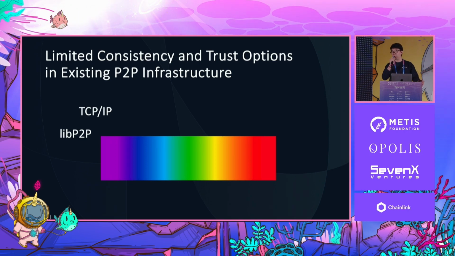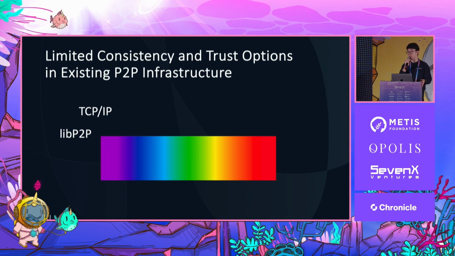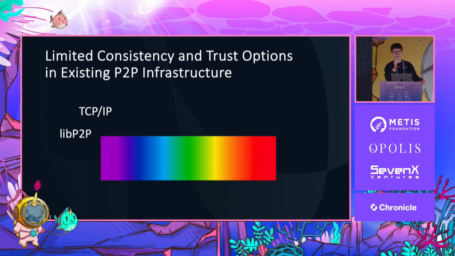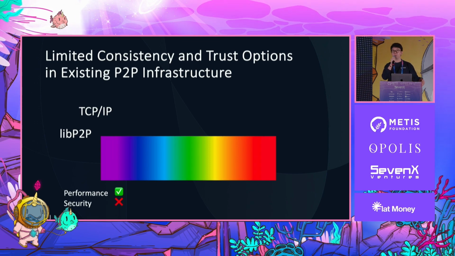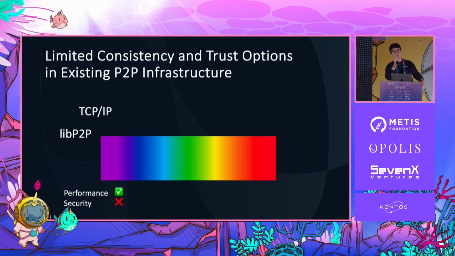On the far left end of the spectrum, you get things like the traditional TCP/IP stack or libp2p, where you can build very fast networking, communication between different peers in a peer-to-peer network. But the problem is that you don't really get a lot of security or consistency from these infrastructures. You get the bare minimum of security if you do end-to-end encryption. That gives you authentication and integrity of your messages, but you don't get much more than that.